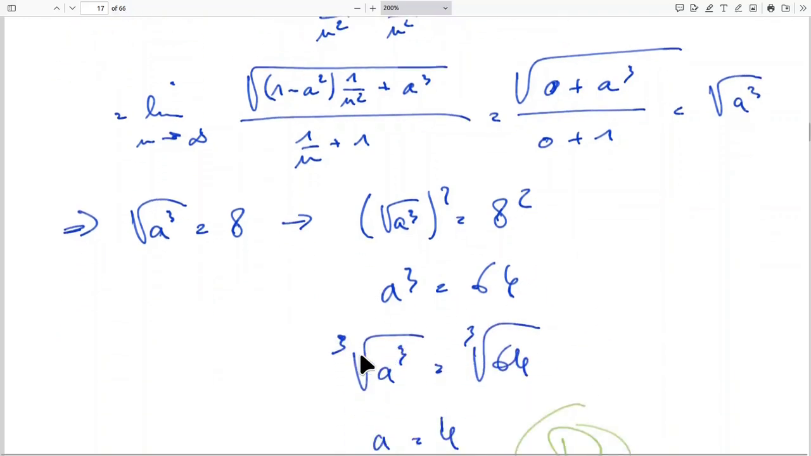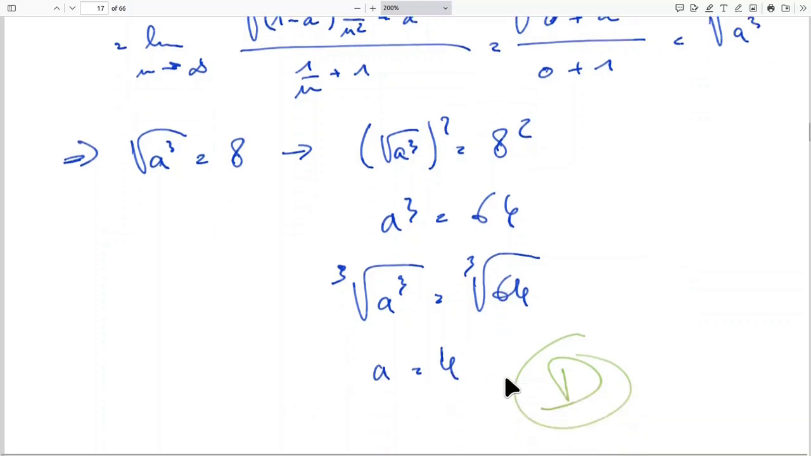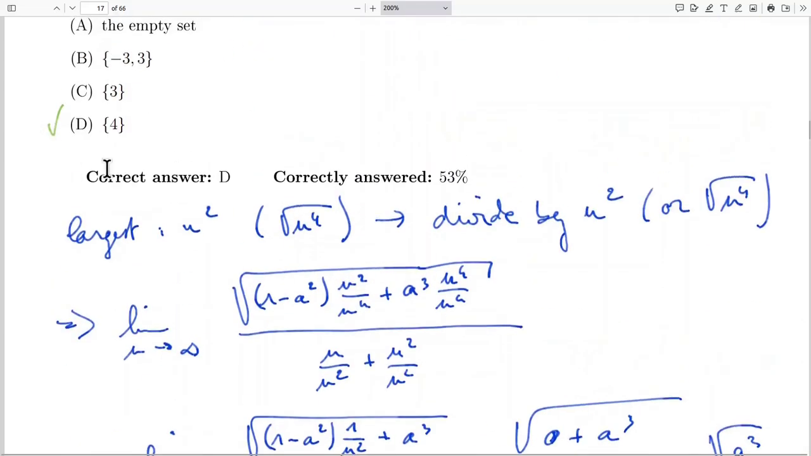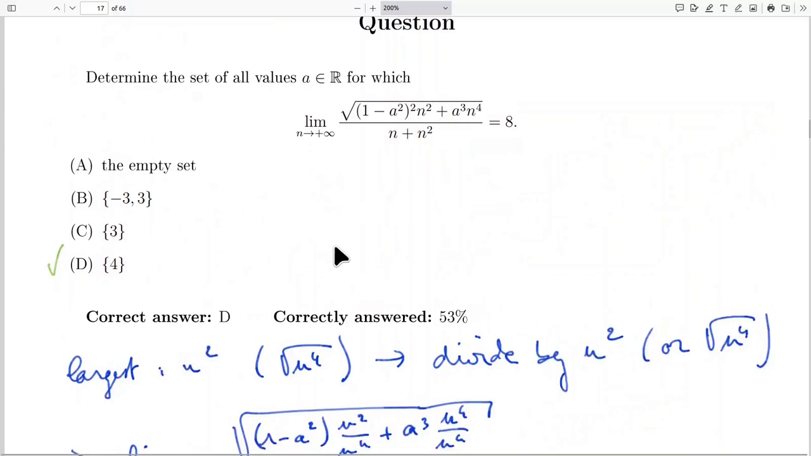Of course, we take the cube root on both sides, which gives us a is 4. And that's answer D. So there's actually one element in this set.